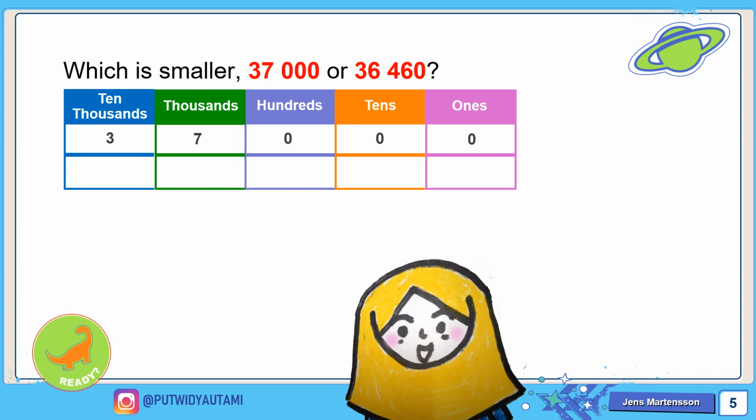36,460. What is the digit in 10,000s? 3. What about thousands? 6. What about hundreds? 4. What about tens? It's 6. What about ones? 0. Now let's compare the 10,000s.